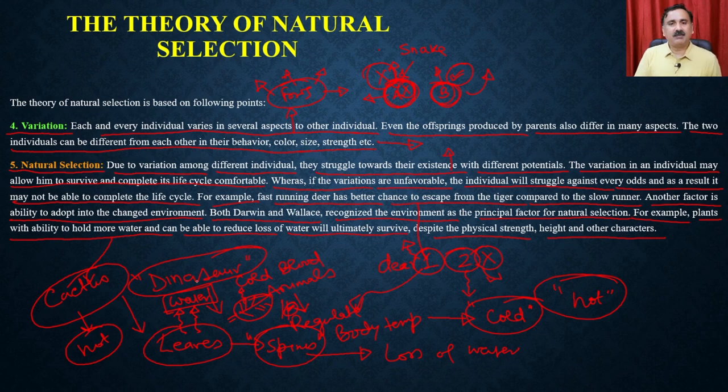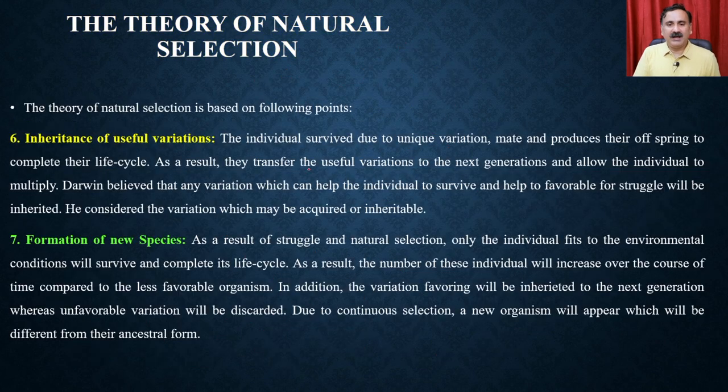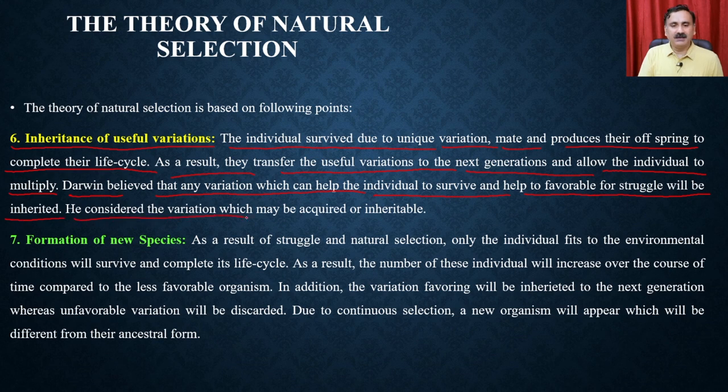Another example we have discussed is the dinosaur. Now, once you have these kinds of variations, you need inheritance of the useful variations. The individual survives due to unique variations, mates and produces offspring to complete its life cycle. As a result, they transfer the useful variation to the next generation and allow the individuals to multiply. Darwin believed that any variation which helps the individual survive and is favorable in the struggle will be inherited. He considered variations which may be acquired or inheritable.